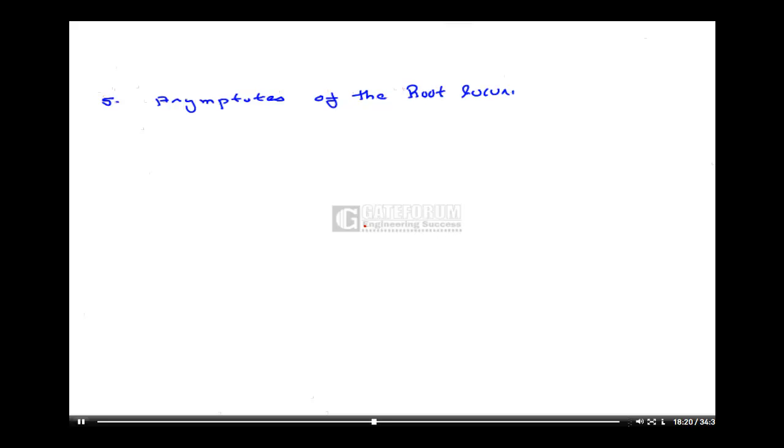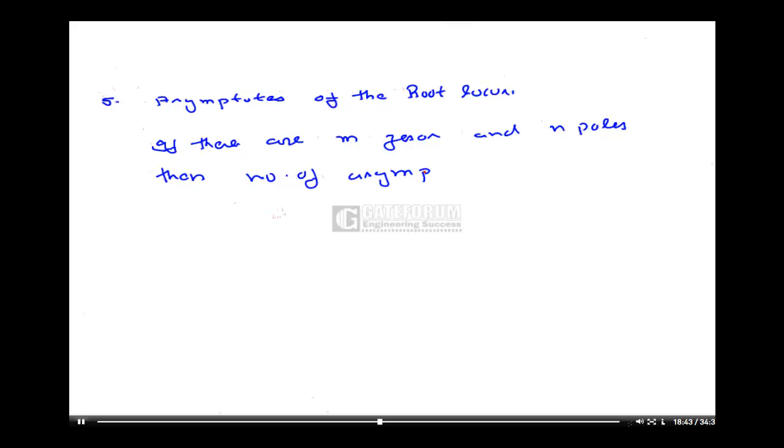Asymptotes of the root locus. First, how many asymptotes will a root locus have? If there are m zeros and n poles, then the number of asymptotes is equal to n minus m. Okay.